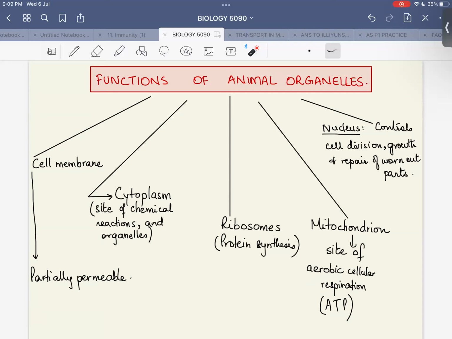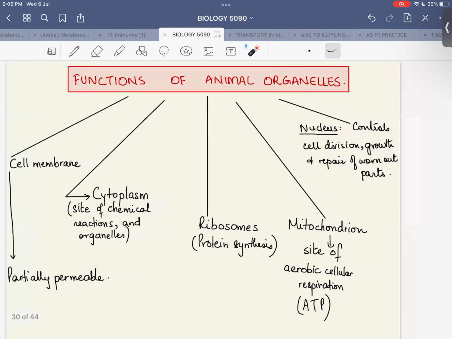Moving on to nucleus, a very essential part of the cell, and in the animal cell, it occupies more or less the center of the cell. It controls all the activities of the cell, including cell division, cell growth, repair of worn out parts, and protein synthesis as well, in a way, indirectly. And of course, the nucleus contains the molecule which all of us know, which is DNA, the molecule of heredity, which determines what you are. So that's an overview of the functions of different organelles found in the animal cell.